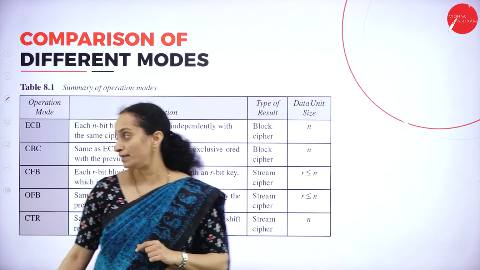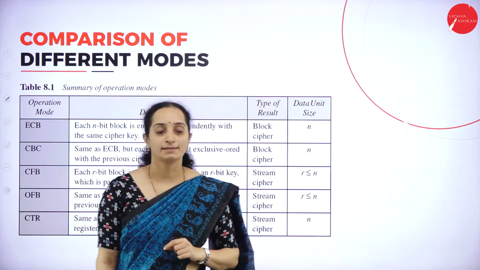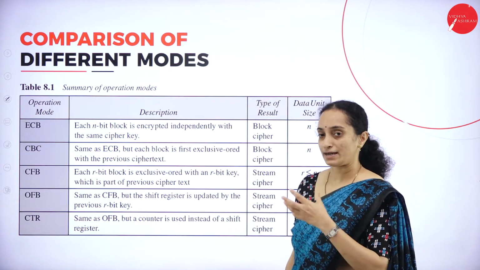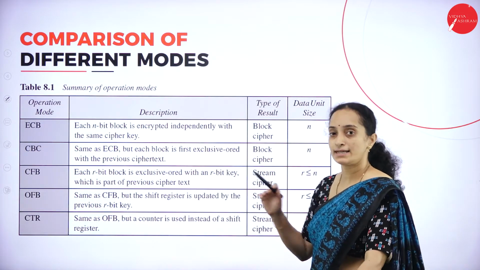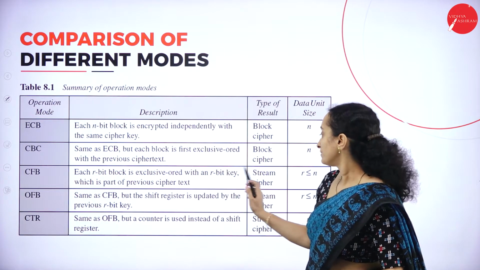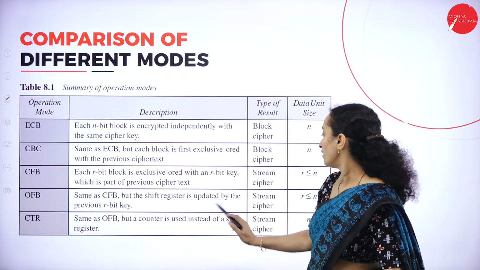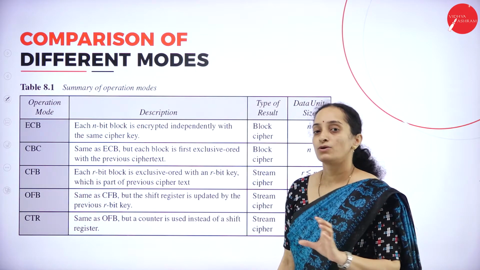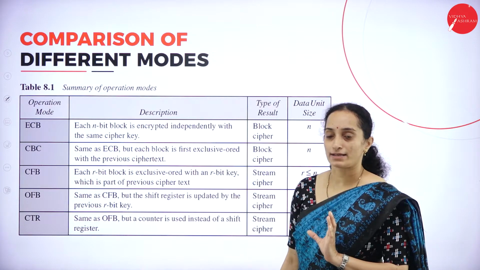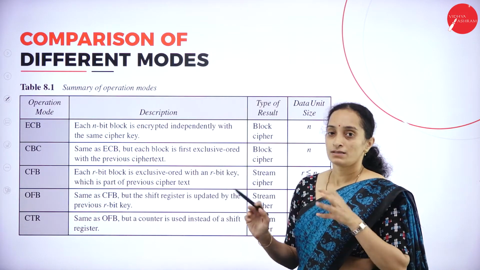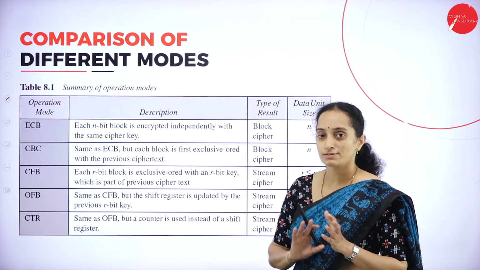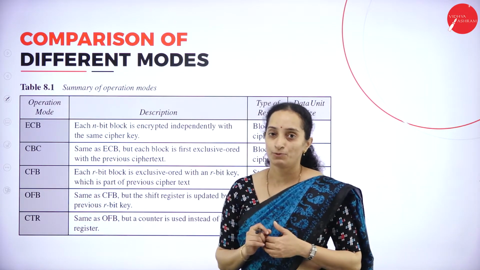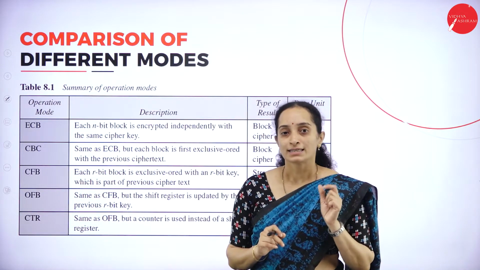The ECB and CBC modes are block ciphers. They are encrypted as blocks only and are sent as a block. But the CFB, OFB as well as CTR are stream ciphers. They'll go in a series of manner. Here both are maybe shuffled blocks which reach the receiver. The receiver has to rearrange the blocks using the key set.